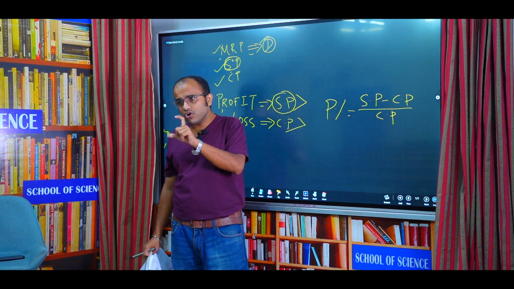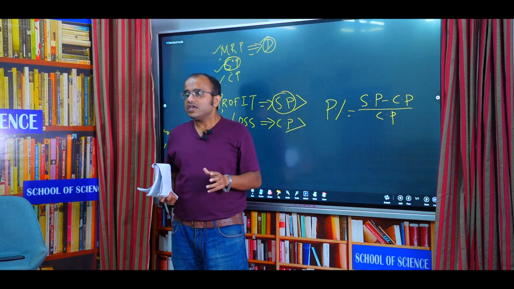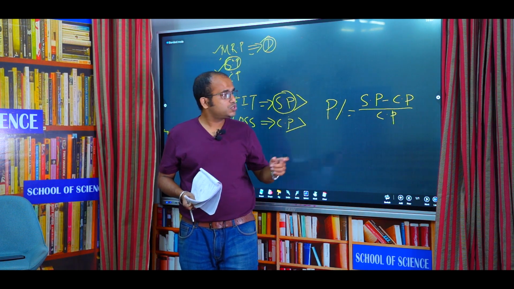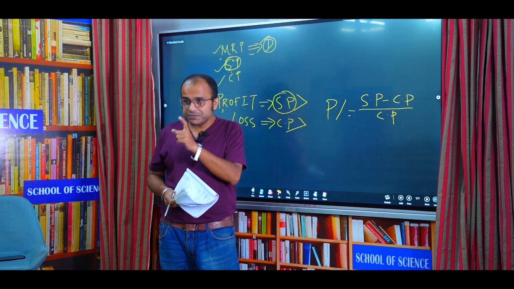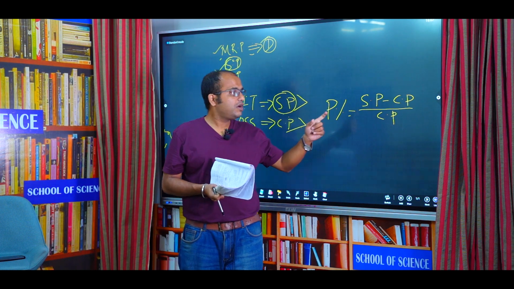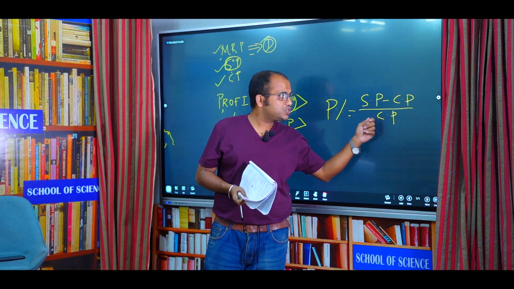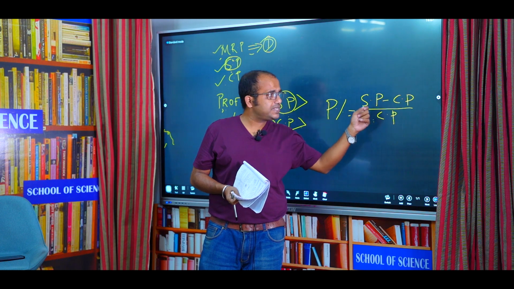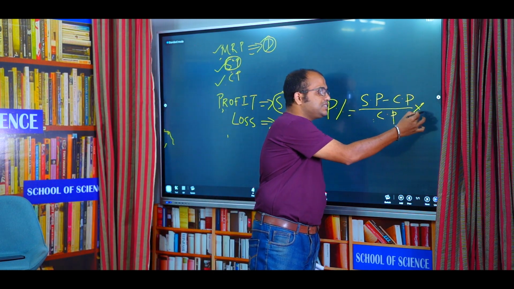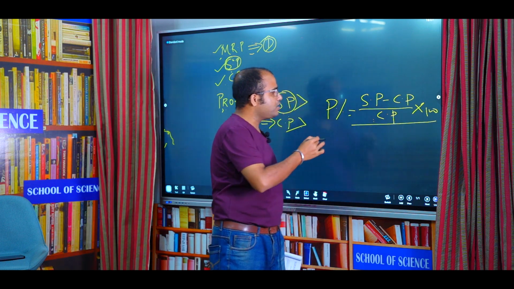That depends on what you are comparing, right? We are comparing with cost price. Selling price may be different. If any product is there, you may sell it to different persons, so selling price may be different, but cost price is fixed for a single product and a single shopkeeper. So we divide by cost price: selling price minus cost price is the profit, divided by cost price, into 100. This is how we calculate profit percent.